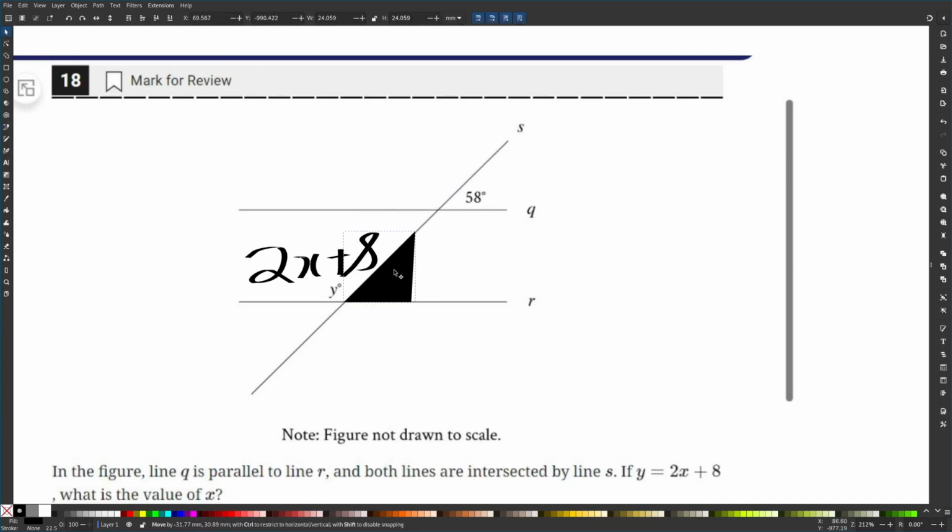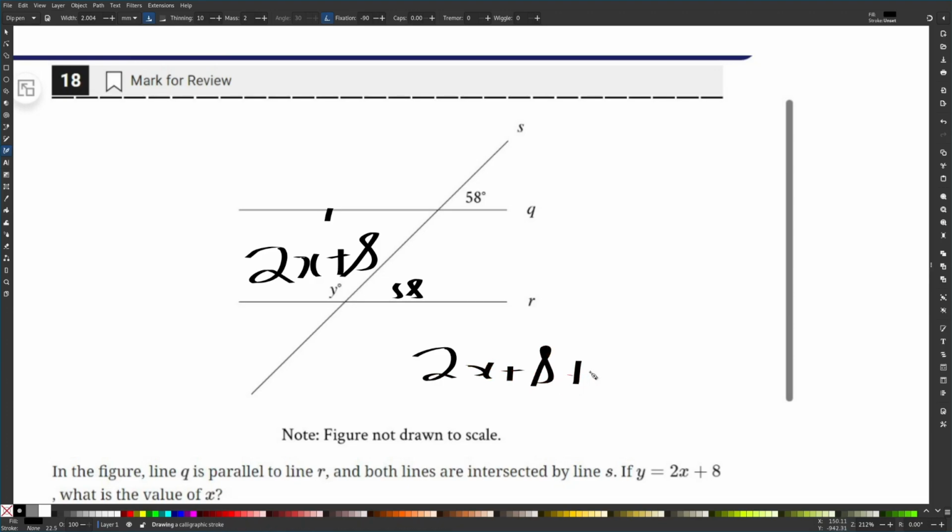And if we slide here, it's the same angle. Okay, so we can label this 58. And now that we have this angle, this one, and this one, we know they form a straight line, which is 180 degrees. So we can add them together and set them equal to 180. So 2x plus 8 plus 58 is equal to 180.